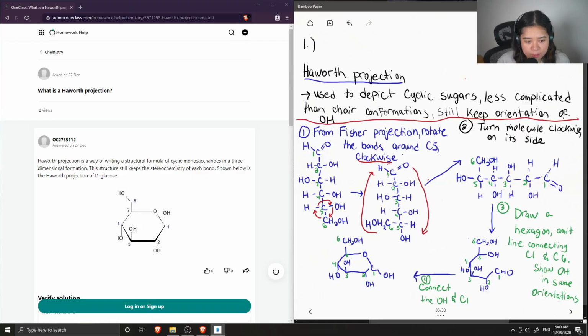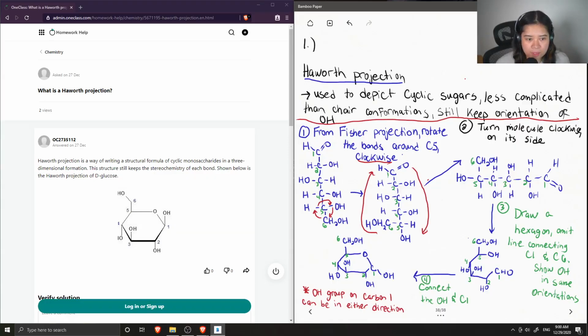And then this is the finished Haworth projection. So let me just add a little side note that the OH group on carbon 1 can be in either direction. Okay, so these are all the basic steps on how to convert a Fischer projection to a Haworth projection.